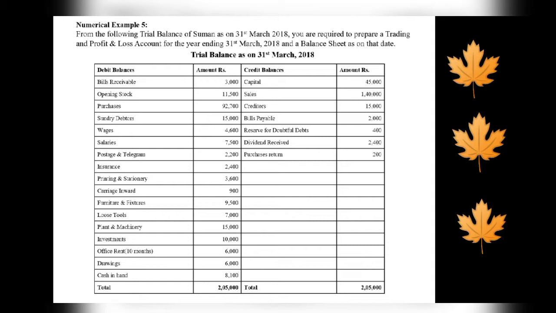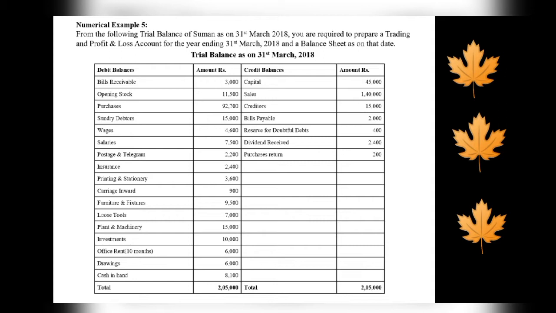Cash in hand is an asset of your business and therefore it will be shown on the asset side. Capital will be shown on the liability side. Sales will be shown on the credit side of trading account. Creditors, liability side of balance sheet. Bills payable, liability side of balance sheet.